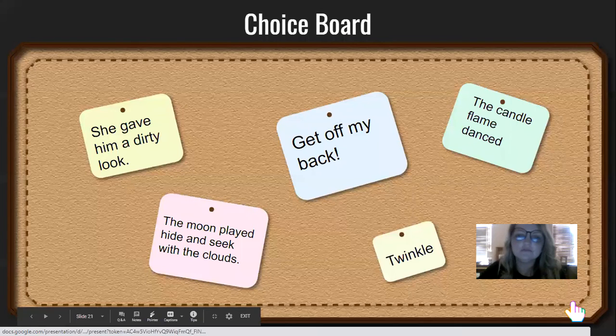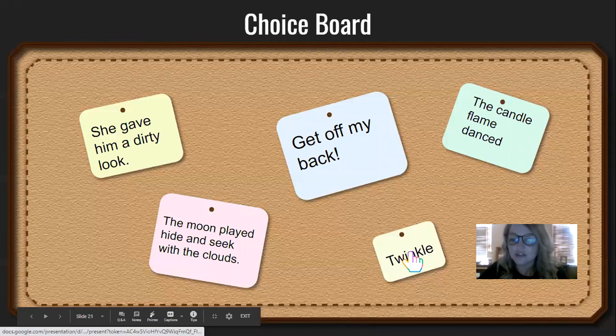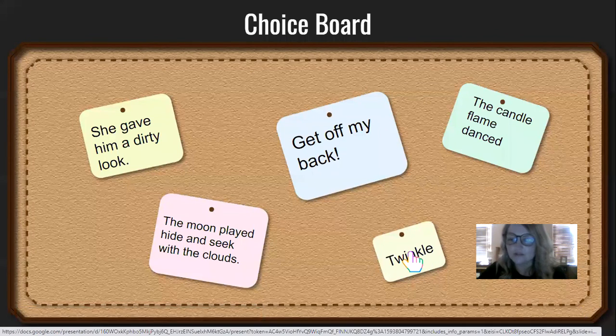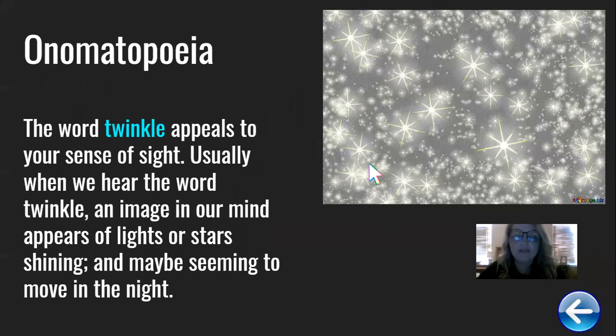personification. And our last one here is just one simple word, twinkle. And that is onomatopoeia. And the reason it's onomatopoeia is that it appeals to those senses, the sense of sight here, because when we hear the word twinkle, we hear it, but we see something that's twinkling, like a light or a star twinkle, right?